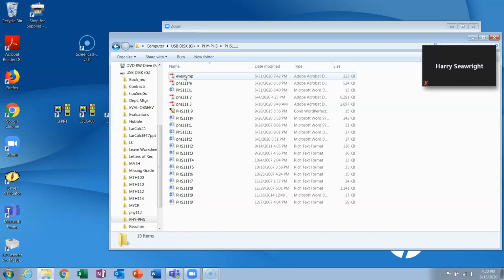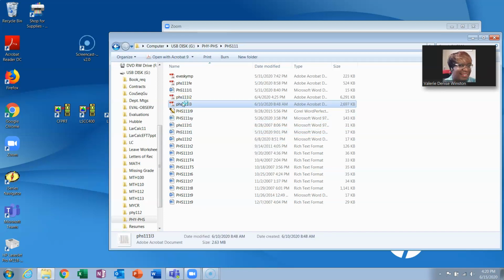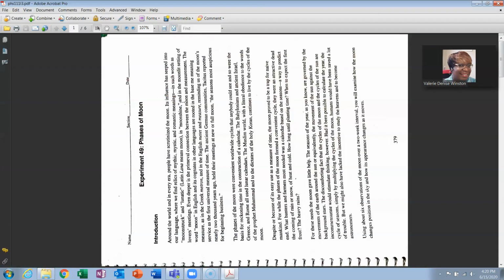Okay, Lab 4. Where's my Lab 4? I sent it to you, didn't I? No, Lab 3. We're doing Lab 3. I'm sorry, I have a question. So tonight is going to be the night that we start looking at the moon. Okay, we'll talk about that. That's exactly what our lab's about.